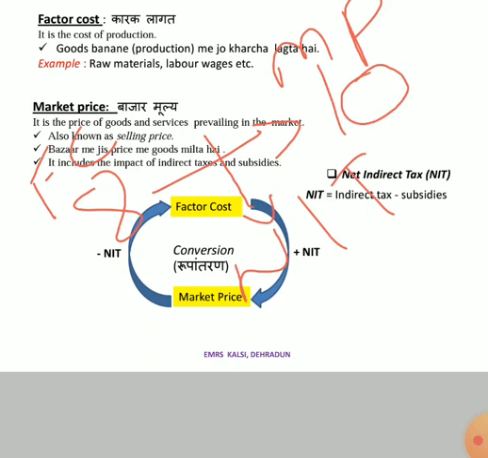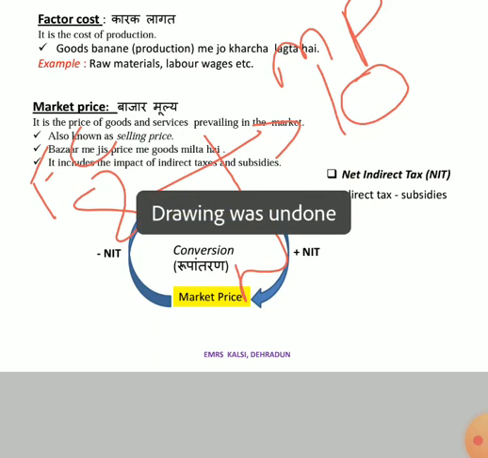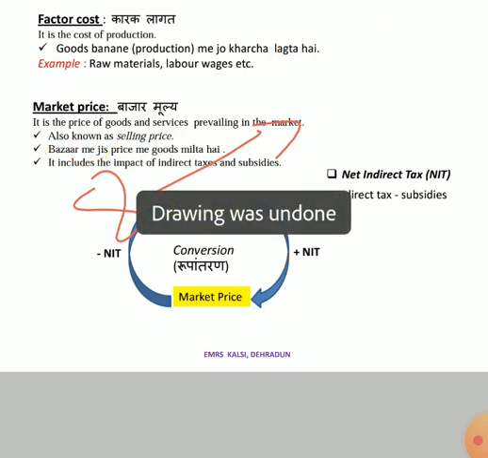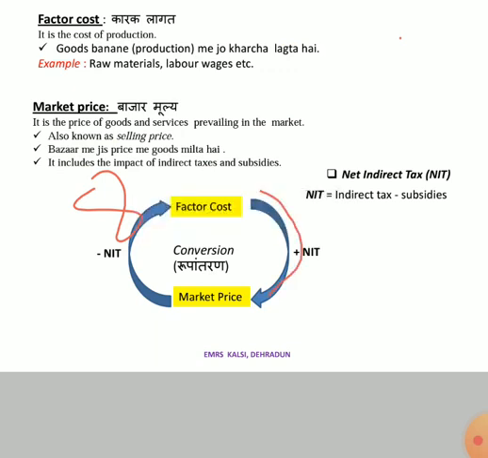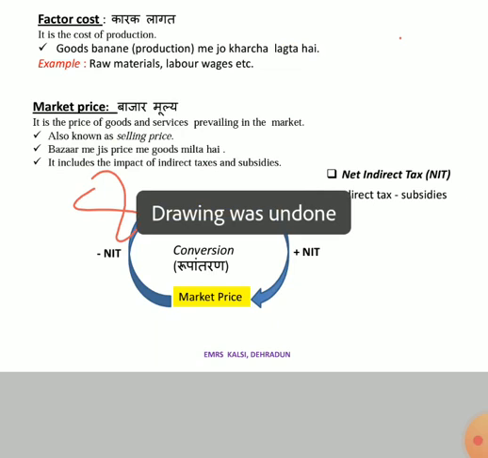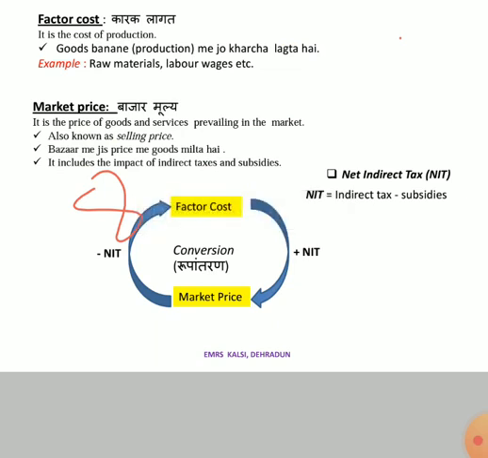It means the company has to pay taxes. Every firm has to pay taxes on that particular good or service. But the firm also receives subsidies. So indirect tax is added and subsidies are subtracted, and through that we get NIT, net indirect tax. If we want to convert factor cost into market price, we have to add the NIT, and if we have to do the reverse, we have to subtract the NIT.